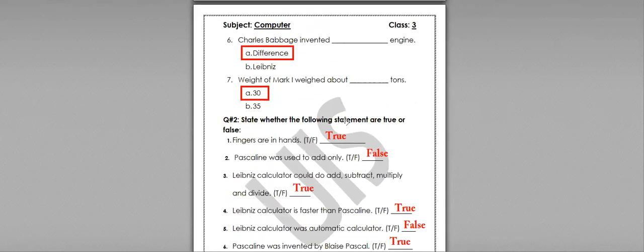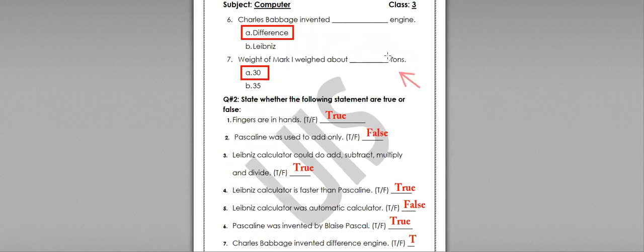Now, point number 6. Charles Babbage invented dash engines. Difference or Leibniz? It's a difference engine. By the way, Charles Babbage invented two machines, the difference engine and the analytical engine. The weight of the Mark 1 computer is about 30 tons or 35 tons. The right answer is 30 tons and it needs a complete room to set up that computer.